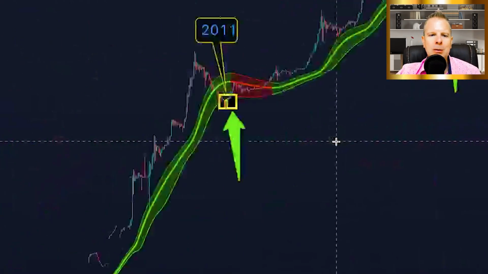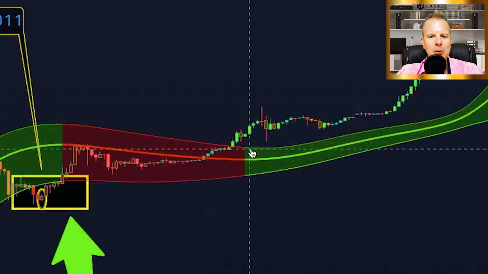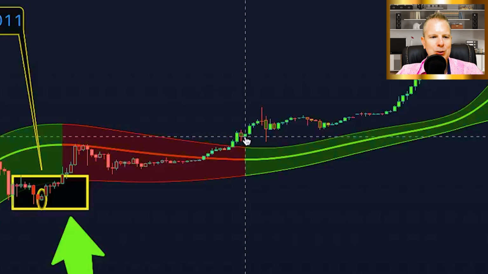So we take our journey back to the early days of Bitcoin. Back in the glory days, when we switched to green in the Gaussian channel, Bitcoin was at about $8.